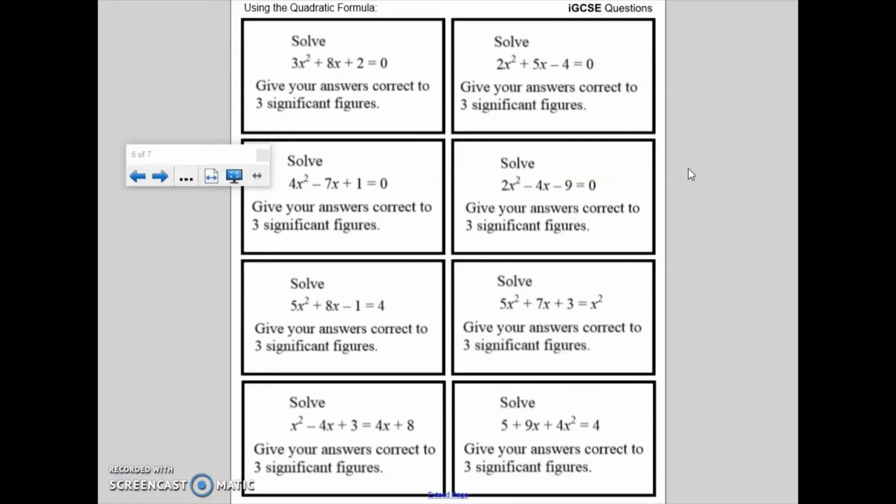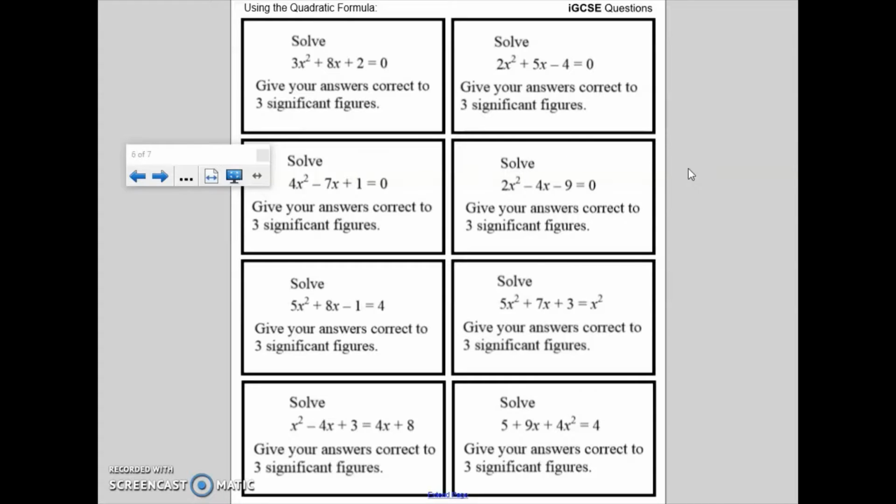And here we have one more task for you to have a go at. 8 questions on the screen. For each of the questions, I would like you to solve the quadratic equation by applying the quadratic formula. For each question, just like we've done throughout the video, you should be highlighting the values of A, B, and C and using those values in order to find your 2 solutions to the quadratic equation.